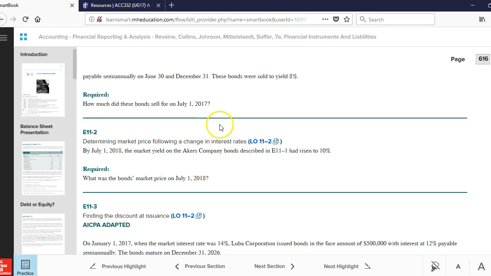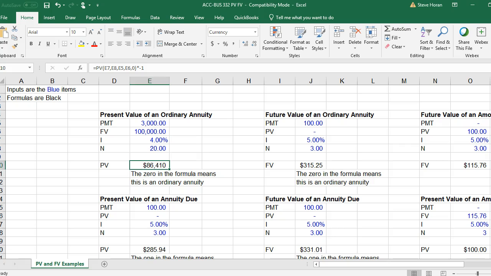Okay, so the bond was originally issued July 1 of 17, now it's July 1 of 18, and the difference is the market rate of interest is now 10%. So how did that change the market price of the bond? The payment's the same. The stated rate of interest is always the same. Future value is the same, no change. The market rate of interest, though, has become 10%.